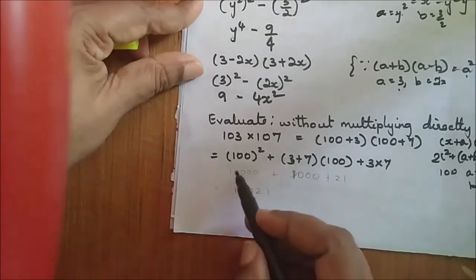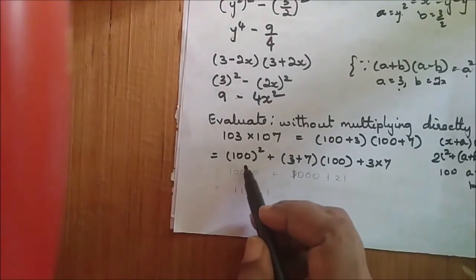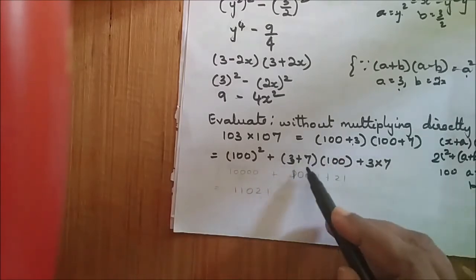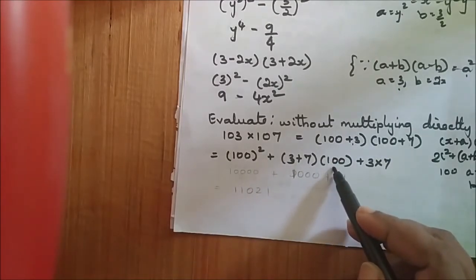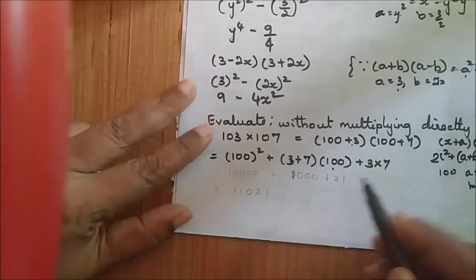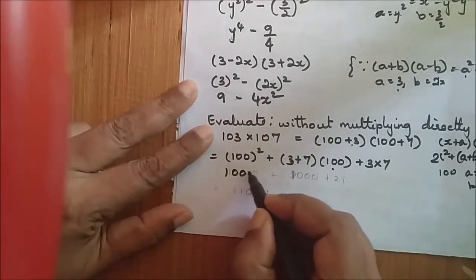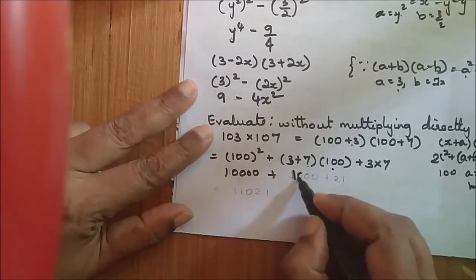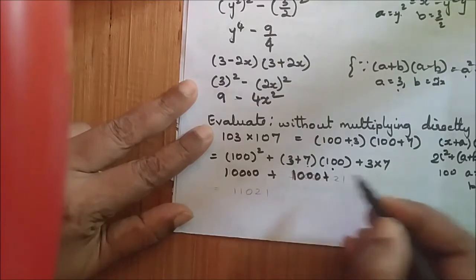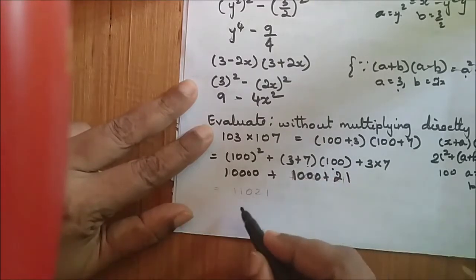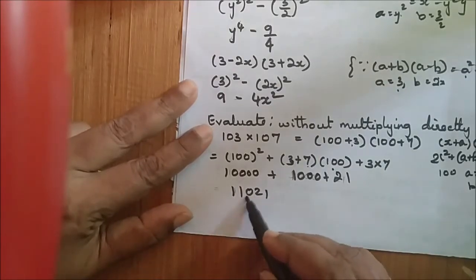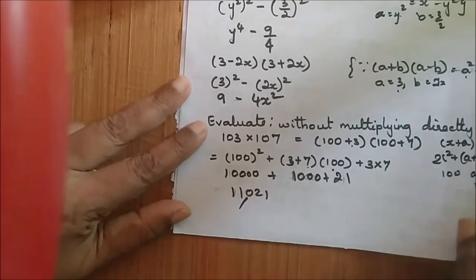Okay. So I will write x squared will be 100 squared plus (3 + 7) into x, so into 100, plus 3 into 7. This is nothing but 1 followed by 4 zeros plus 3 plus 7 is 10, 10 into 100 is 1000, plus 21. If I add them together, I'll get 11,021. That is the answer to this problem.